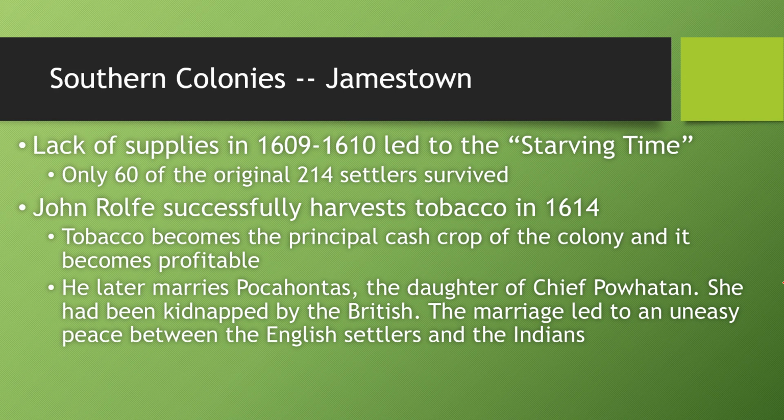He's also known for marrying Pocahontas, who was the daughter of Chief Powhatan, who was the leader of a confederation of Indian tribes. She had actually been kidnapped by the British, and while she was being held hostage by the British is when she got married. There's some disputes about whether she was really a cooperative bride or whether she was forced into this marriage by the British. The marriage, though, did lead to an uneasy peace between the English settlers and the Indians.